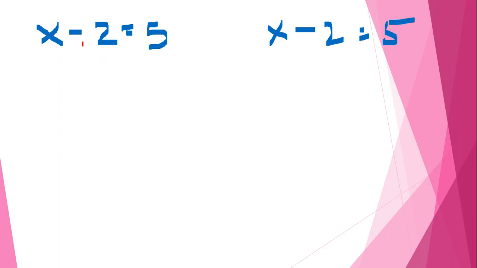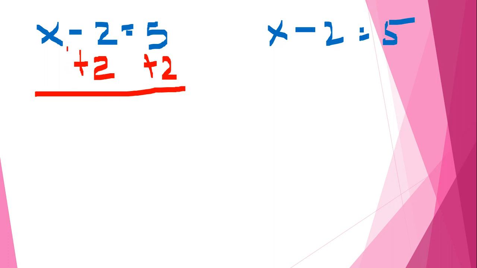Again, the opposite or the inverse of that negative 2 is plus 2. My intention is to move all numbers to the number side. Whatever I do on the left hand side, I have to do exactly the same on the right hand side. Negative 2 and plus 2 will cancel each other. On the left hand side, I'll be left with x, and on the right hand side, 5 plus 2 will get me 7. To check if my answer is correct, I can plug 7 in where x is. 7 minus 2 will get me to 5. Therefore, I know that my answer is correct.